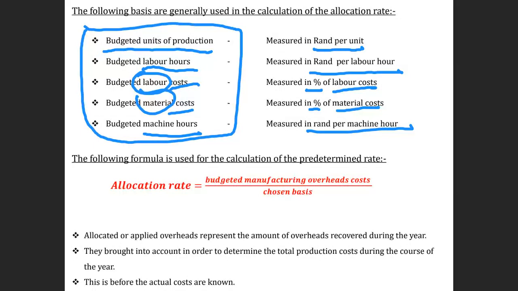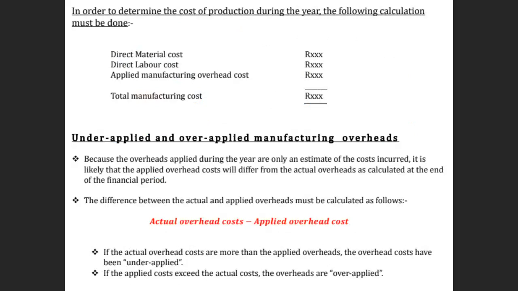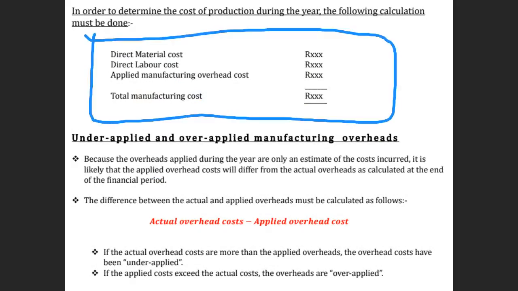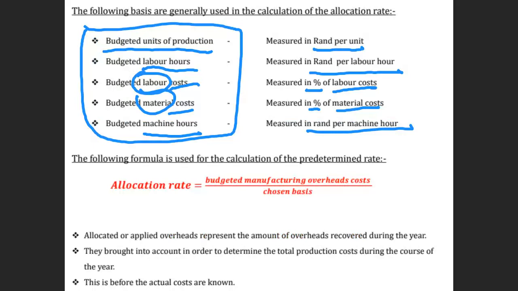Okay, so we looked at how to calculate that, and then I also said to you that this formula at the top is very important. The one that says to calculate the total cost, you would take the direct material, add your direct labor, and add on your applied overhead. This bit where it says add on your applied overhead, the third part of it, is where we take the allocation rate that we had calculated from this page.